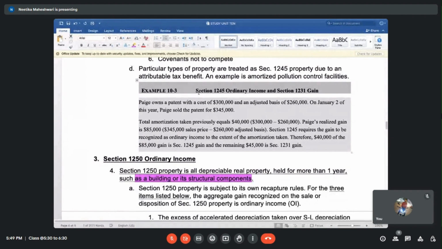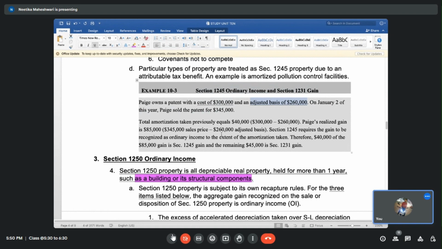how to differentiate between 1245 ordinary income and 1231 gain. Okay, so Muskan, can you read that? Section 1245 ordinary income and Section 1231 gain. Page owns a patent with a cost of $300,000 and an adjusted basis of $260,000. On January 2 of this year, Page sold the patent for $345,000. Total amortization taken previously equals $40,000, that is $300,000 less $260,000. Page's realized gain is $85,000, that is $345,000 sales price less $260,000 adjusted basis.